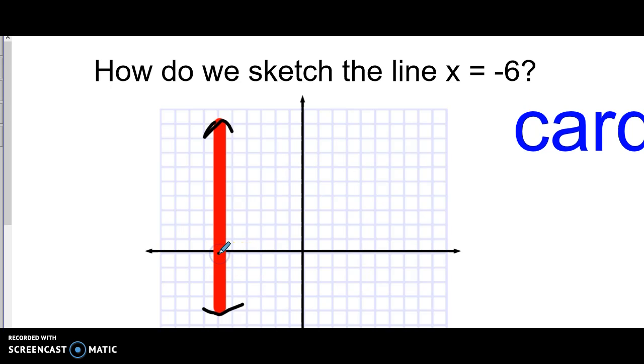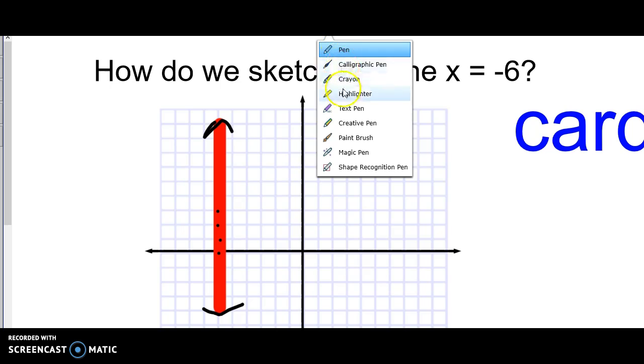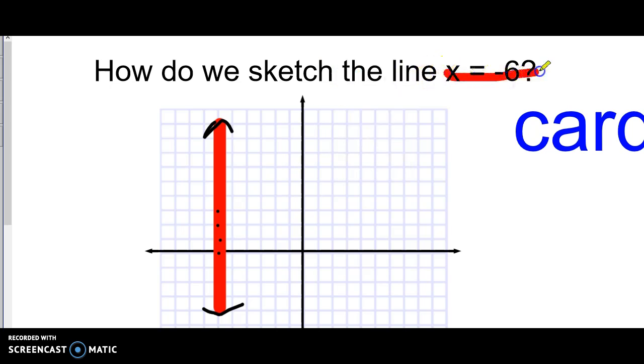This is (-6, 0). This is (-6, 1). This is (-6, 2). (-6, 3). The x value is always -6. And so we call it x equals -6. Please make sure you got a card with that.